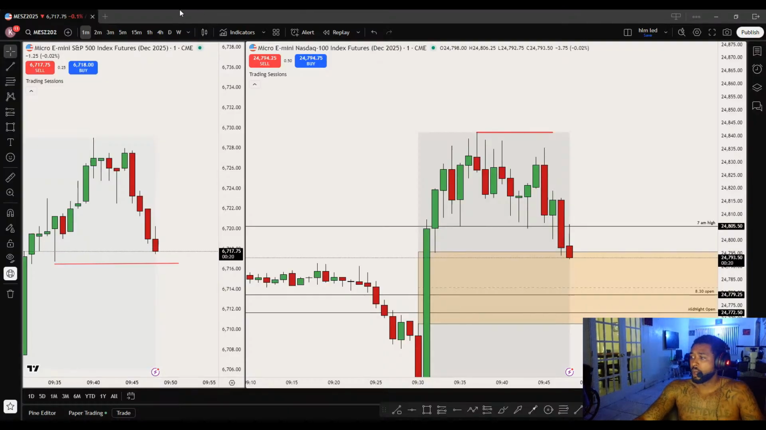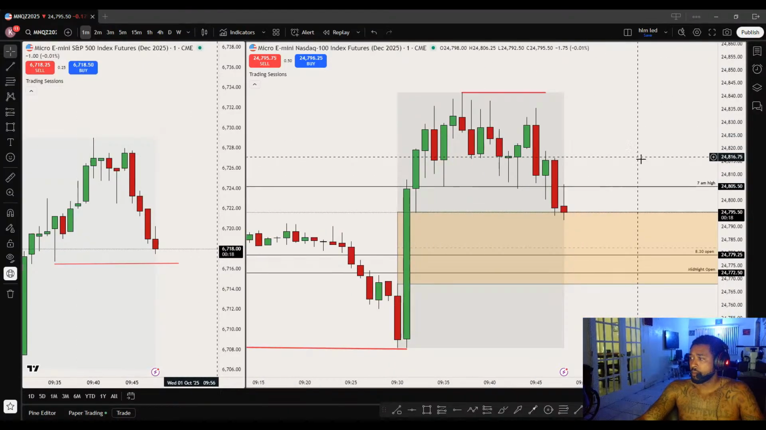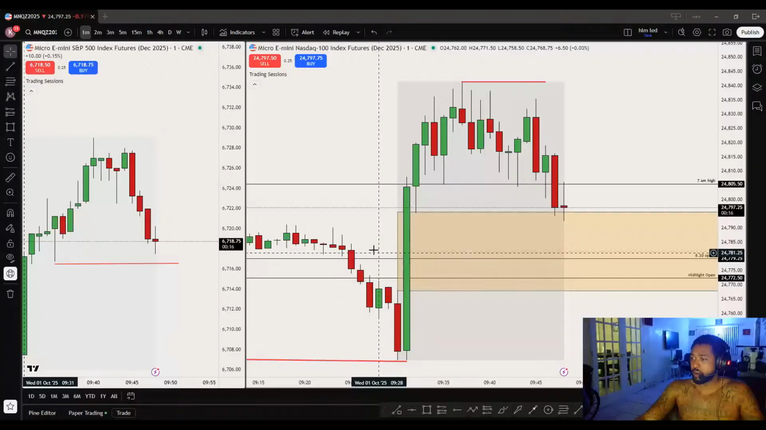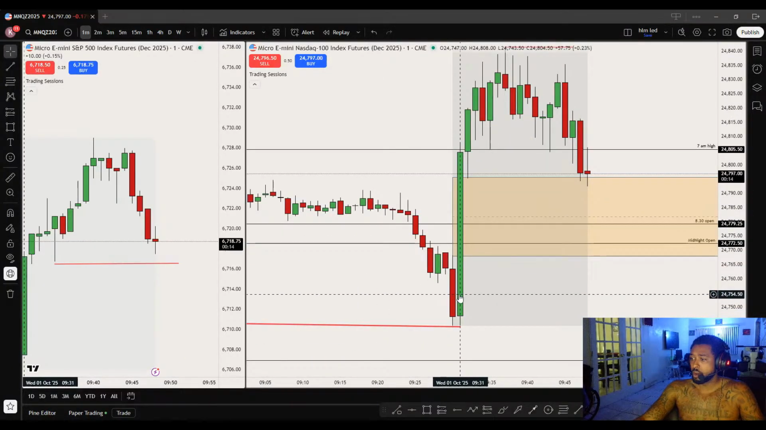So okay, we're into this fair value gap. So this is the first presented fair value gap after 9:30.